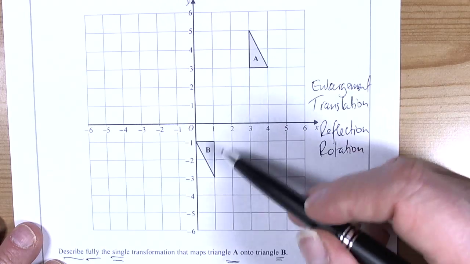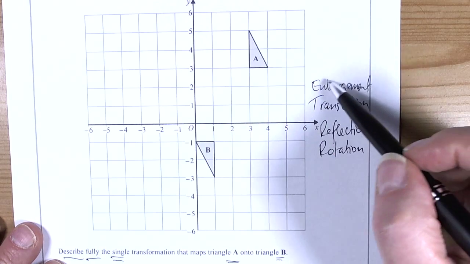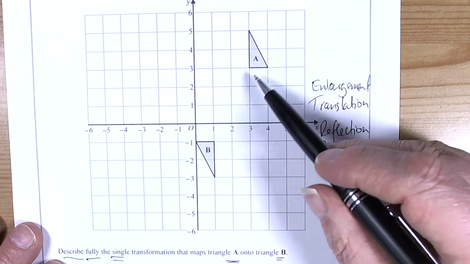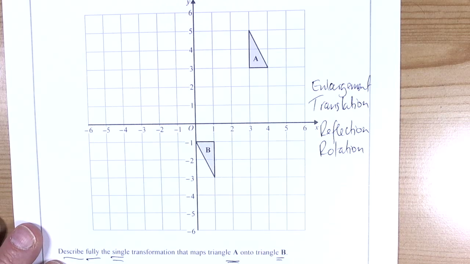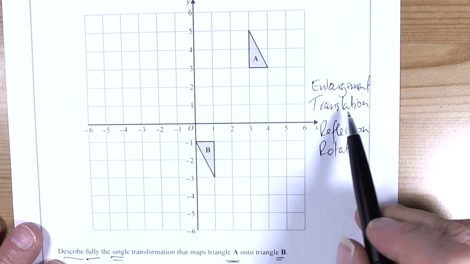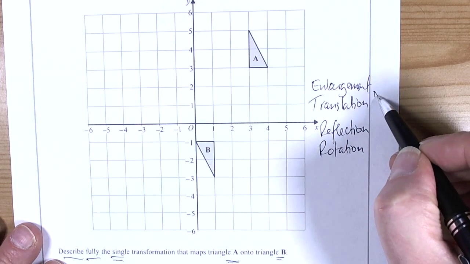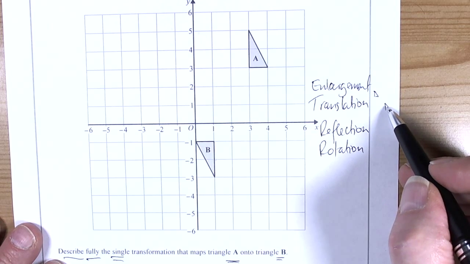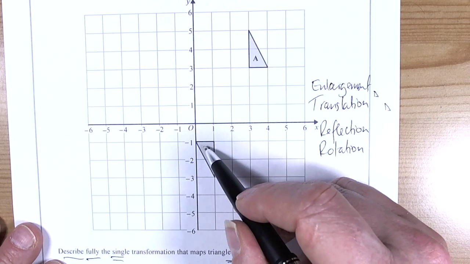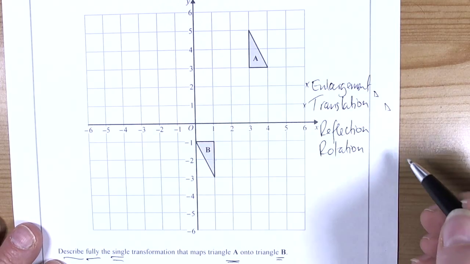It's not an enlargement, although enlargements do happen for shapes. It's usually when shapes get bigger or smaller. There's special enlargements which act from a scale factor of 1, but they're not normally asked at GCSE level. Translation would mean that the shape has moved from one position to another, but technically it looks in the same orientation. So this one's obviously upside down compared to the other one, so it can't be that. So it's not an enlargement, it's not a translation.